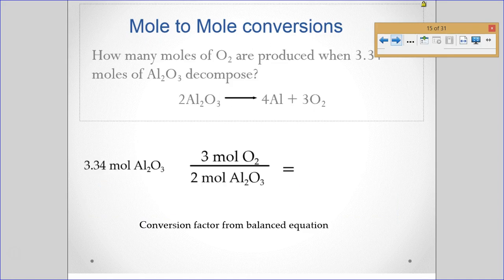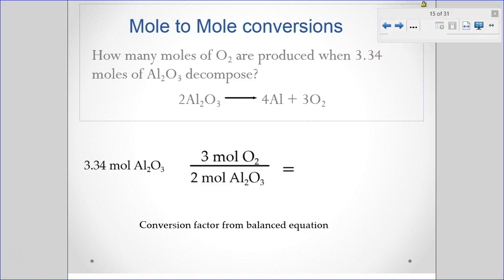Now, let's look at it in terms of an example. The question that we're provided with says, how many moles of O2 are produced when 3.34 moles of aluminum oxide decompose? The balanced equation is there in front of us. And notice we have our given. So everything is still set up the way that we've been working from it before.